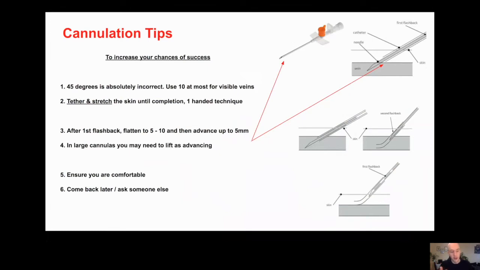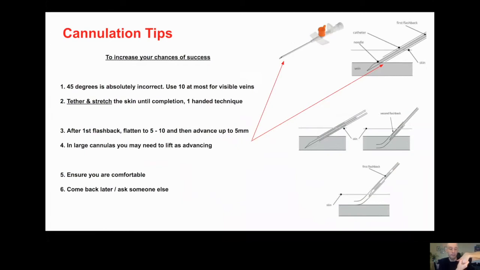When you've tried to cannulate that elderly lady with the wobbly veins, and you put the needle in and the vein says whoop, it's because you haven't tethered and stretched the skin. So I would pull down with my thumb and pull down quite hard, and it stops the vein from wriggling around.